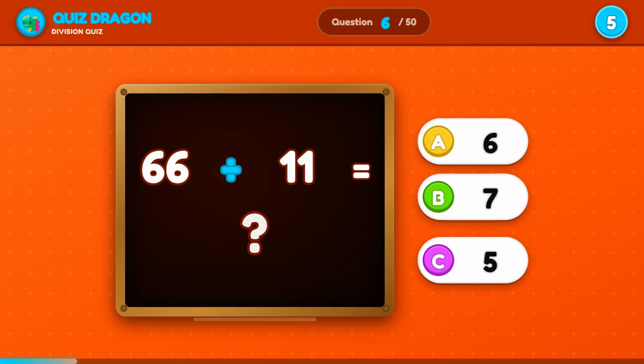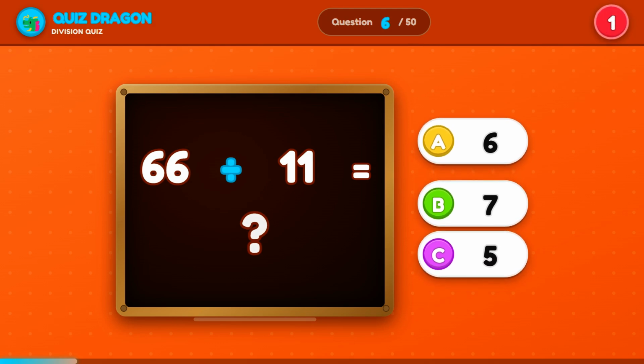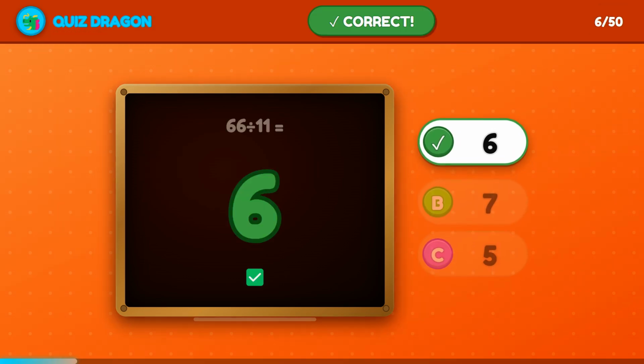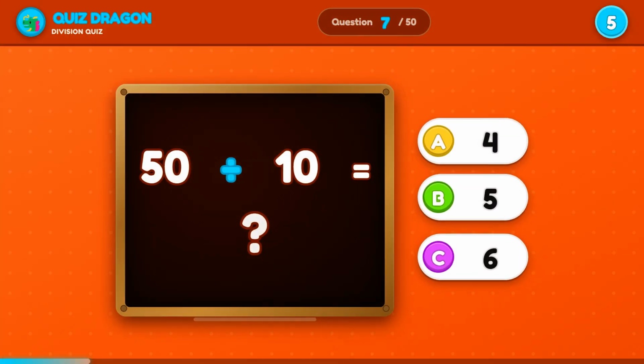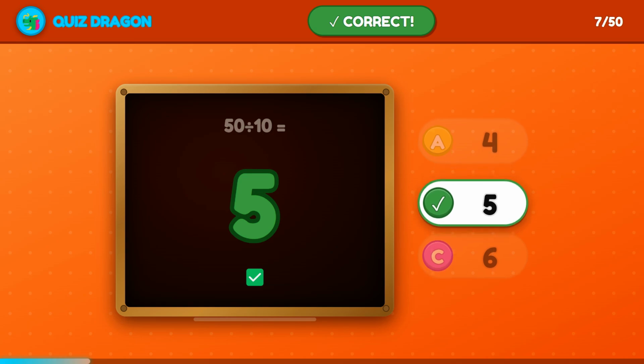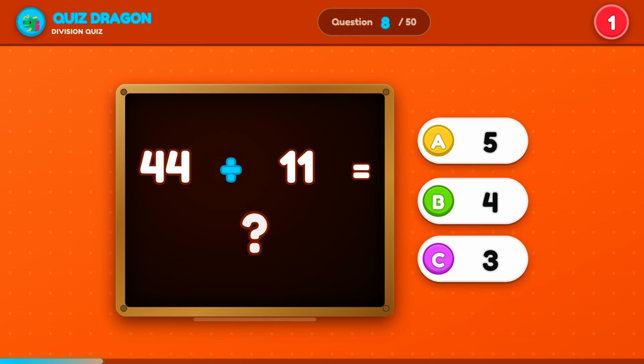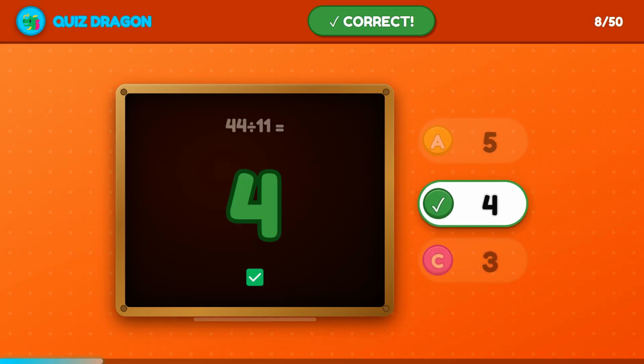Question 6. What is 66 divided by 11? The correct answer is A, 6. Question 7. What is 50 divided by 10? The correct answer is B, 5. Question 8. What is 44 divided by 11? The correct answer is B, 4.